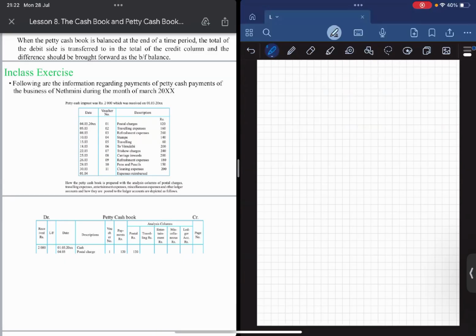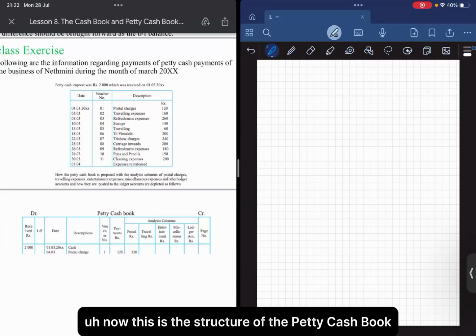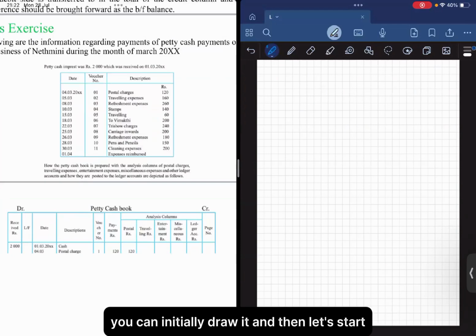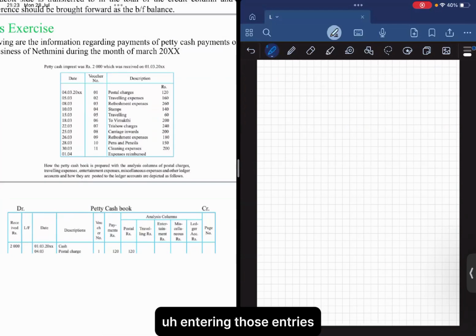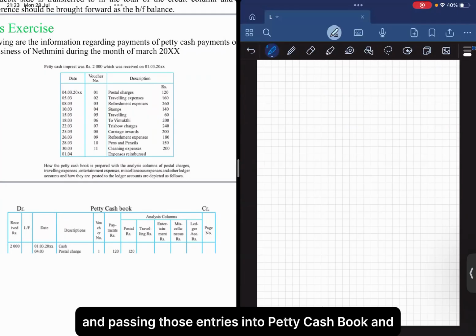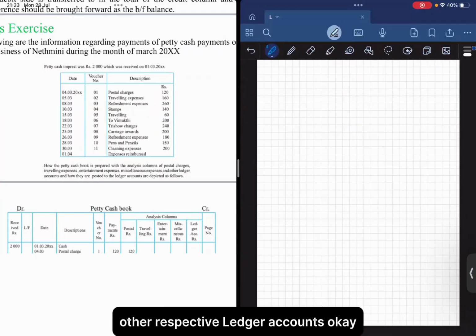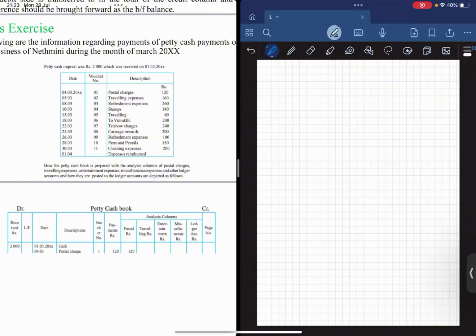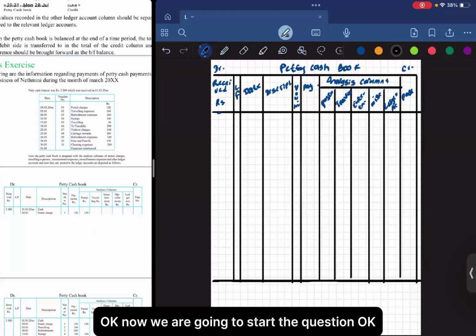Now this is the structure of the petty cash book. You can initially draw it, and then let's start entering those entries and passing those entries into the petty cash book and other respective ledger accounts. So take a couple of minutes and try it out. Okay, now we are going to start the question.